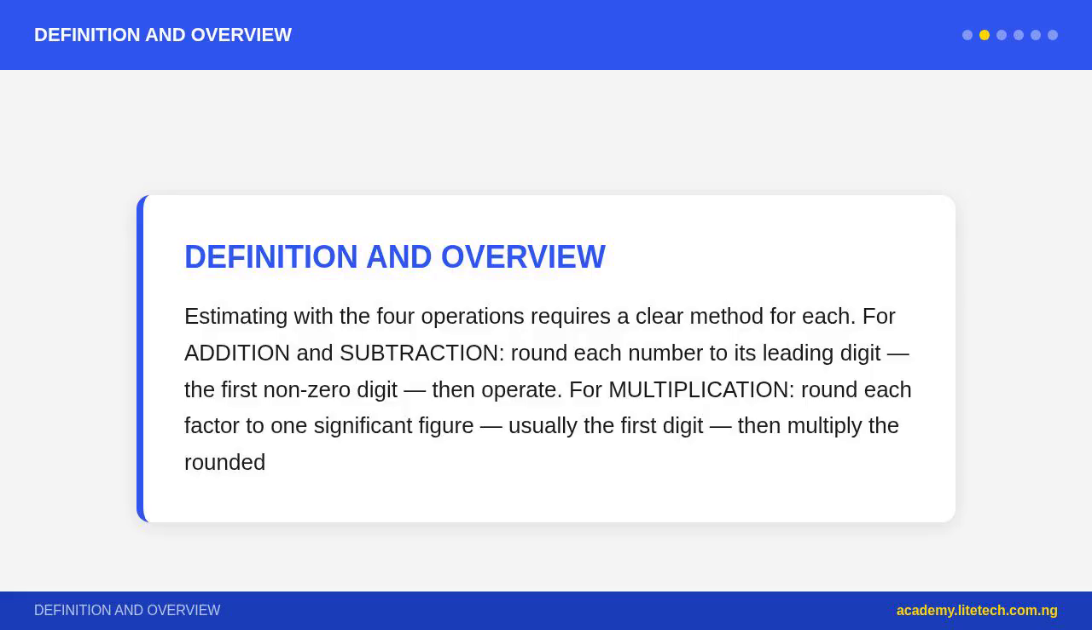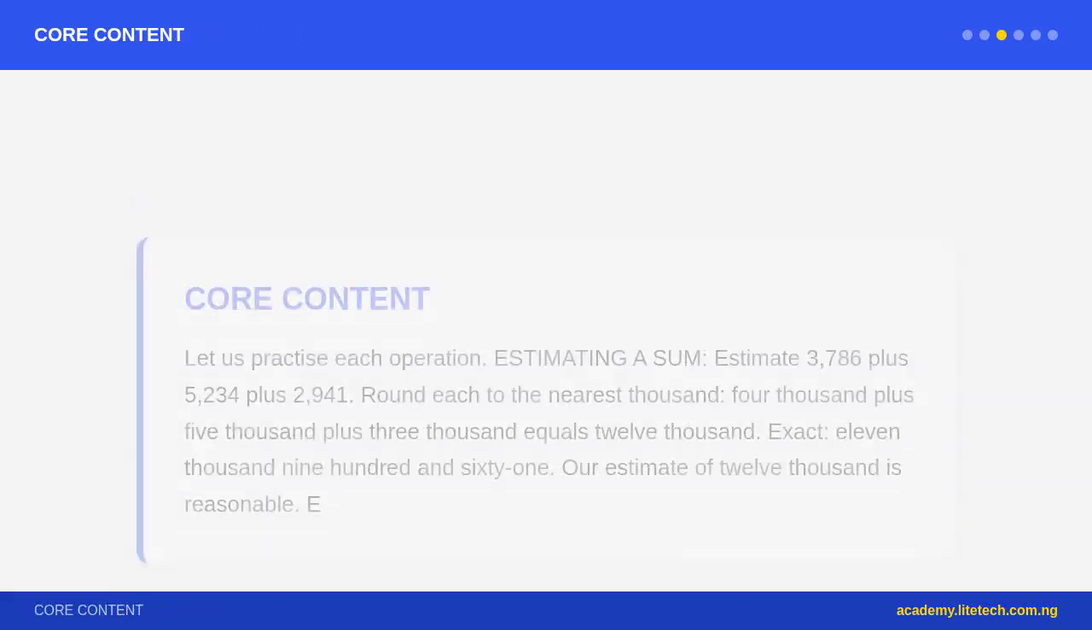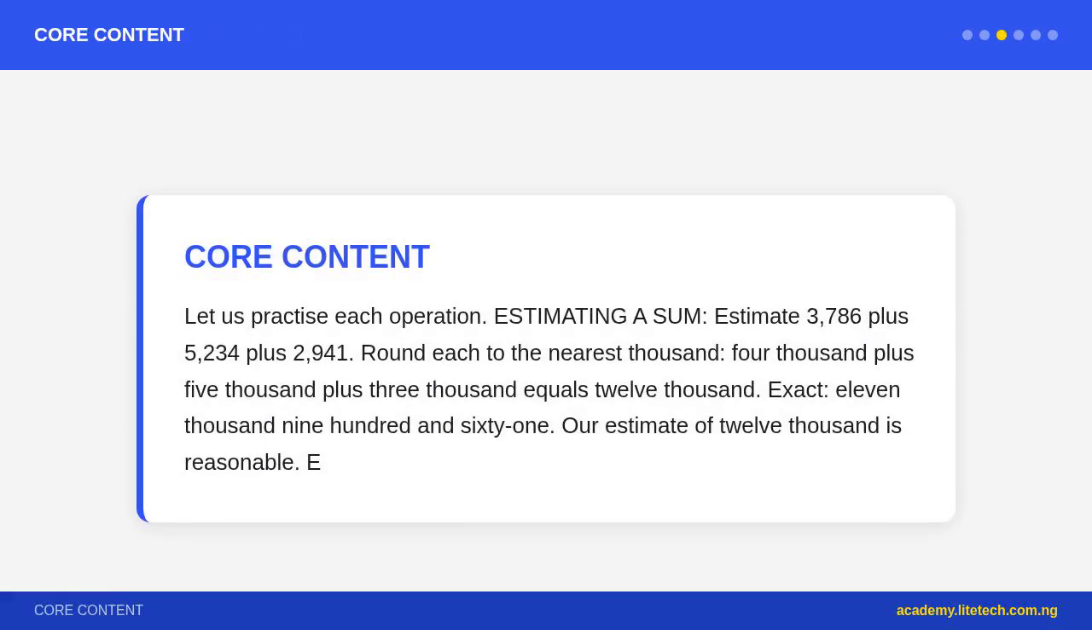Estimating a difference. Estimate 8,472 minus 3,619. Round to the nearest thousand, 8,000 minus 4,000 equals 4,000. Exact, 4,853. Our estimate of 4,000 is in the right region.